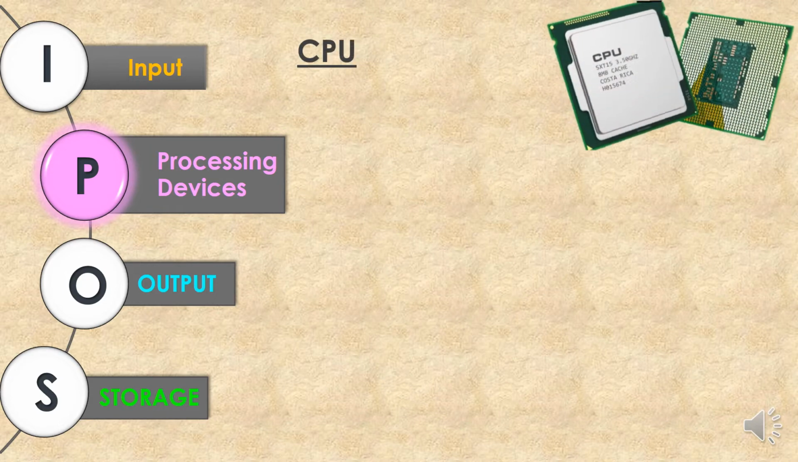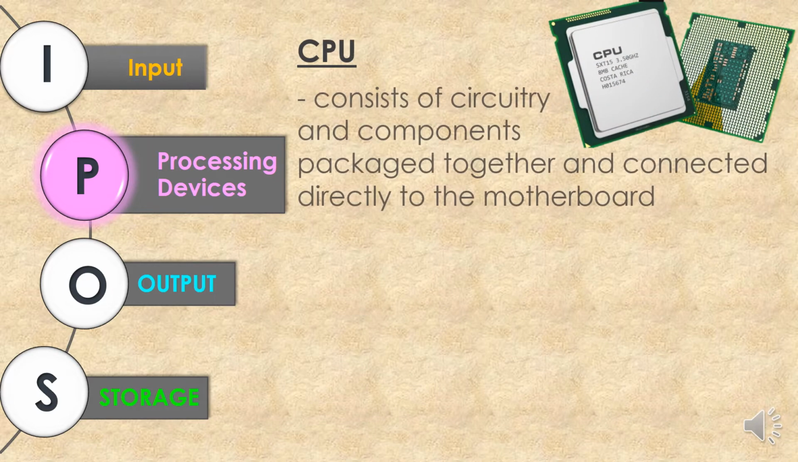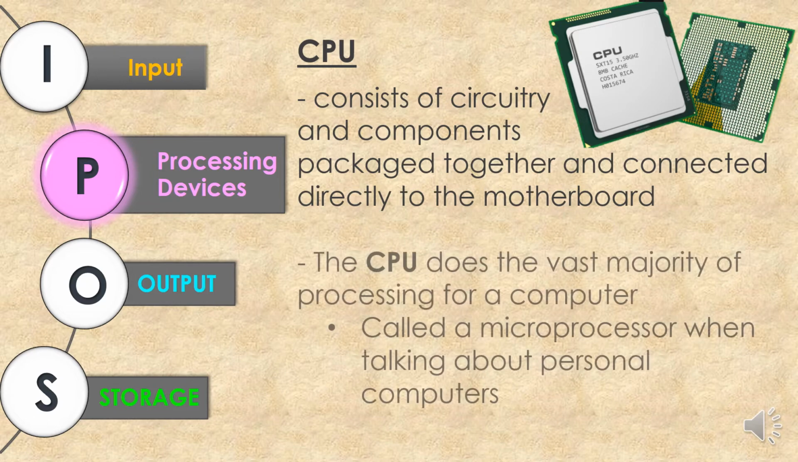Central Processing Unit, also referred to as the processor or CPU, consists of circuitry and components packaged together and connected directly to the motherboard. CPU is considered the brain of the computer. It performs all types of data processing operations. It stores data, intermediate results, and instructions or programs.